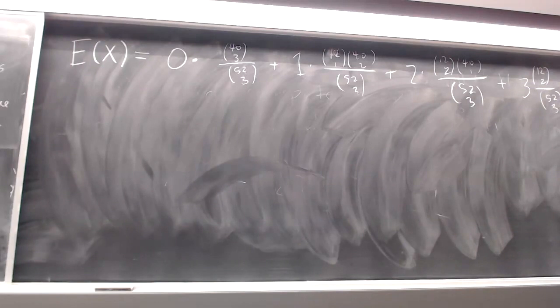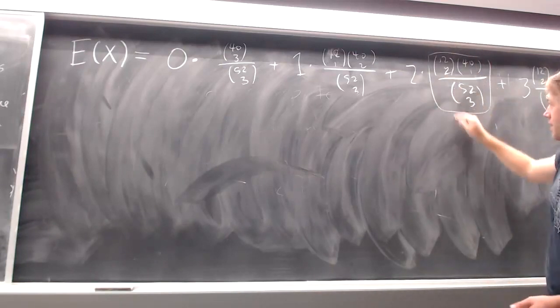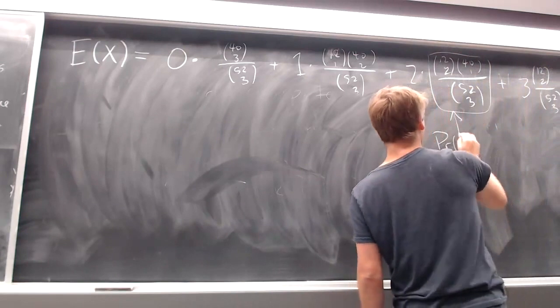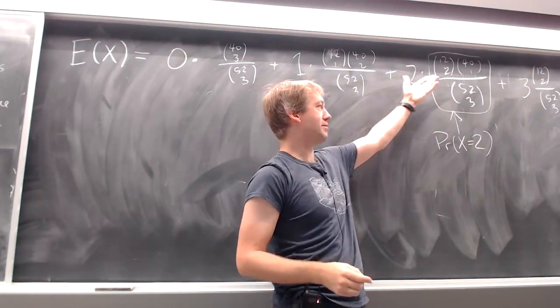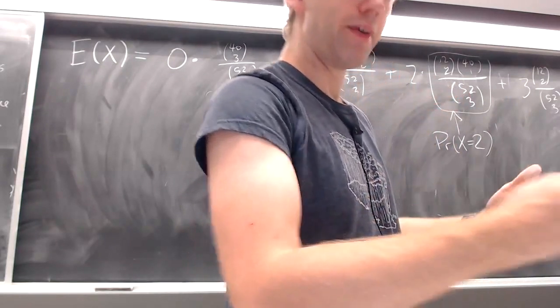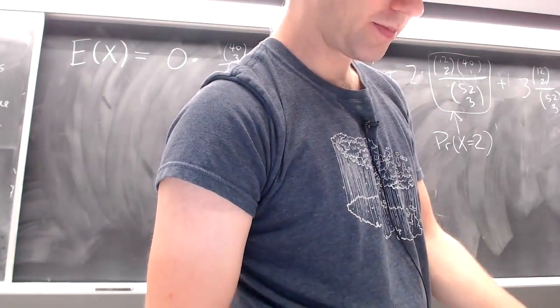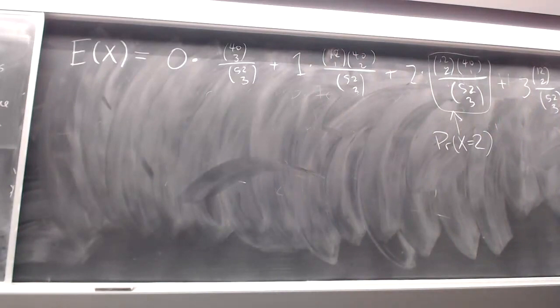Okay. So is it clear where I'm getting these numbers? Like, this value here, for example, is the probability that x equals 2, right? So you take 2 times the probability x equals 2, and so on for all the different values of x. At the end, you get something like 0.69231, roughly.